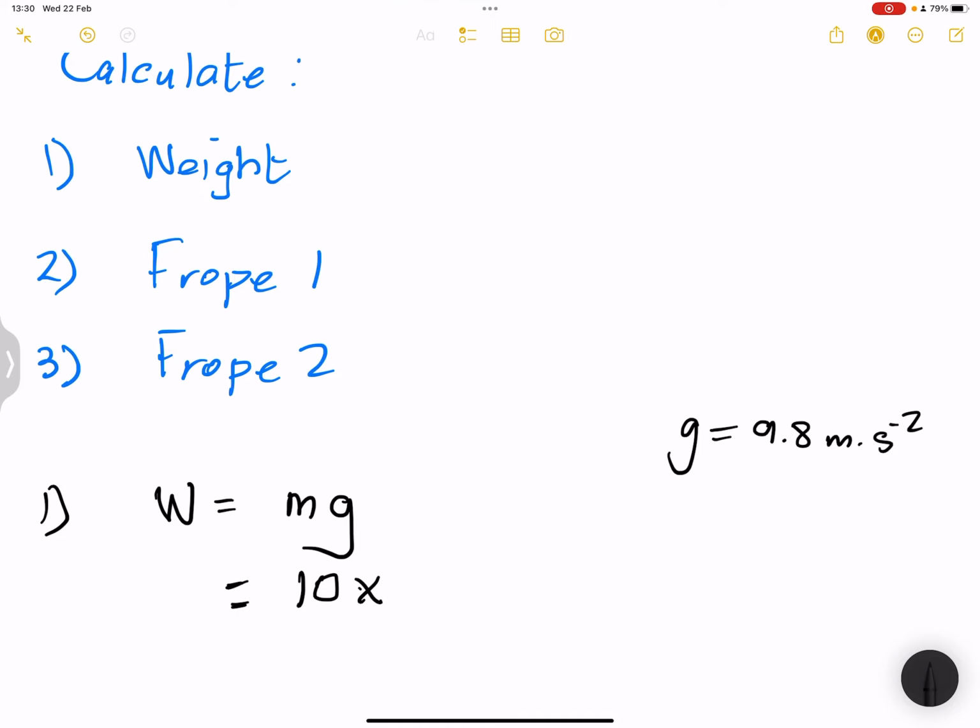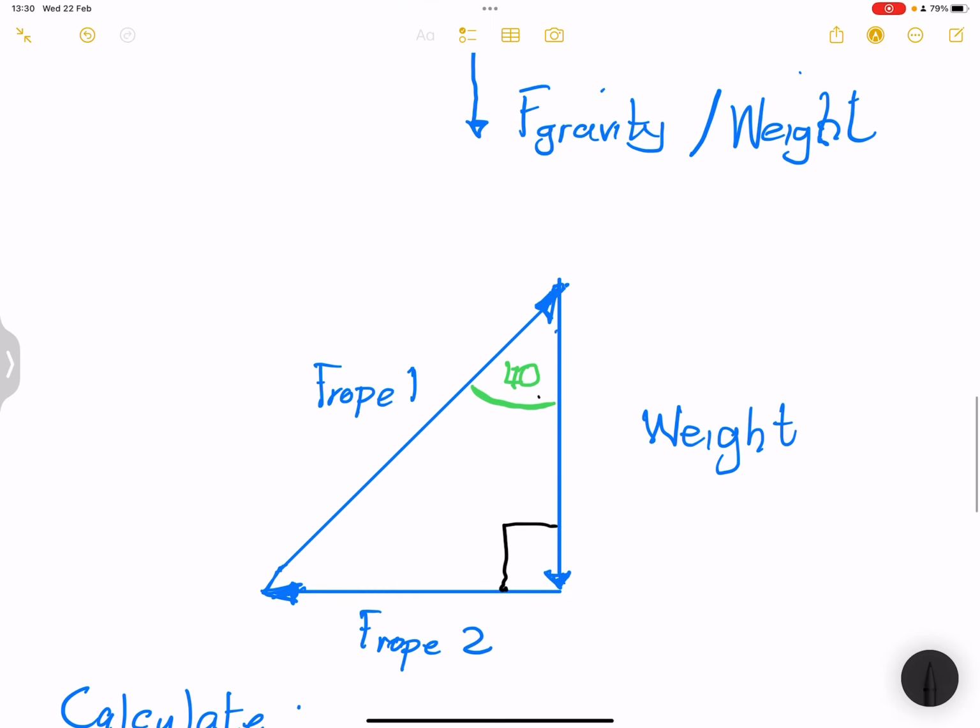So that would be 10 multiplied by 9.8. In this case, that would be 98 newtons. So we know the one force. We know the magnitude of the weight, and in this case, this is simply 98 newtons. Now, how can I calculate the force on rope 1?